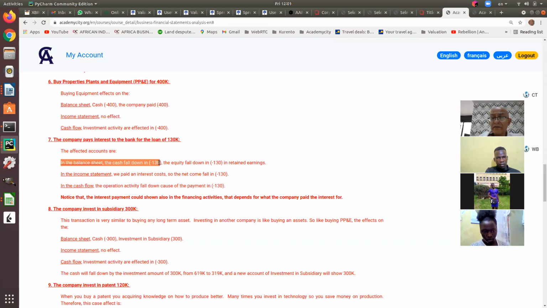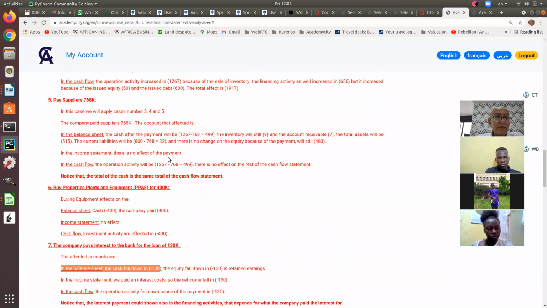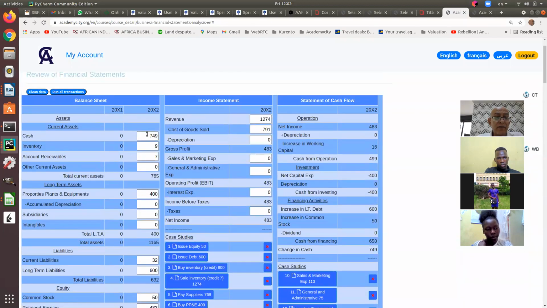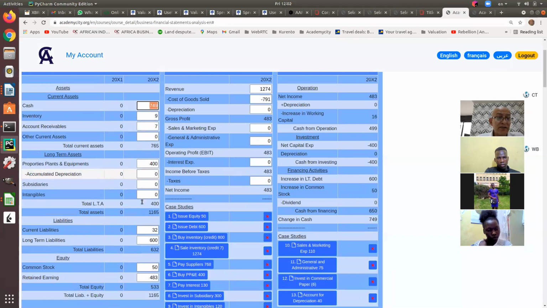But hold a second. What happened now? In fact, for my profit, I have less money left. See, my cash is going to go down by 130. What else is going to change in the balance sheet? Inventory is not changing. Nothing is changing. My asset is not changing. What does it mean when a bank is taking 130?